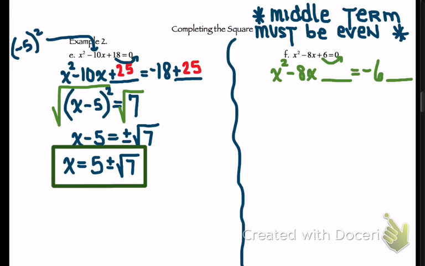Next step, I know I take half of the middle term and square it. That's the number I'm going to add to both sides. Next step, factor that left-hand side.